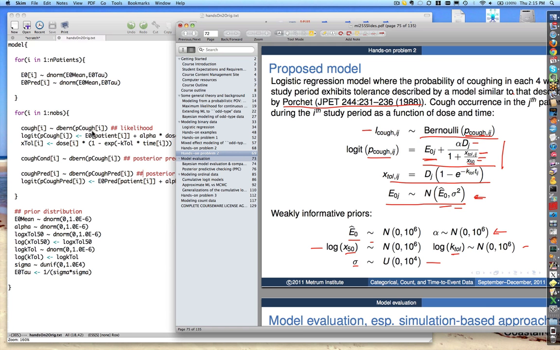I called it pcough, and this is all embedded inside of a loop that goes from 1 to however many total observations we have in here. So that's our basic likelihood. As I'm saying this, it might be worth me actually going back and showing you the data structure here, so that you kind of know what's data and what isn't in here. Let me actually open up the R script too.